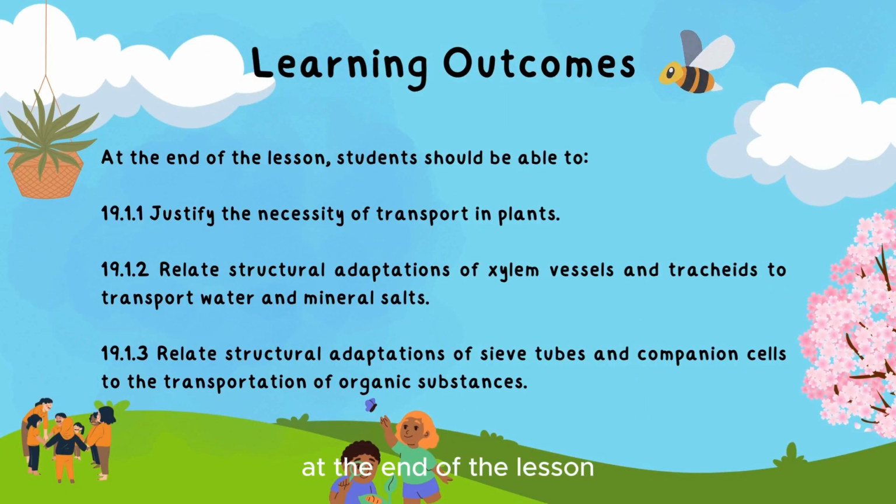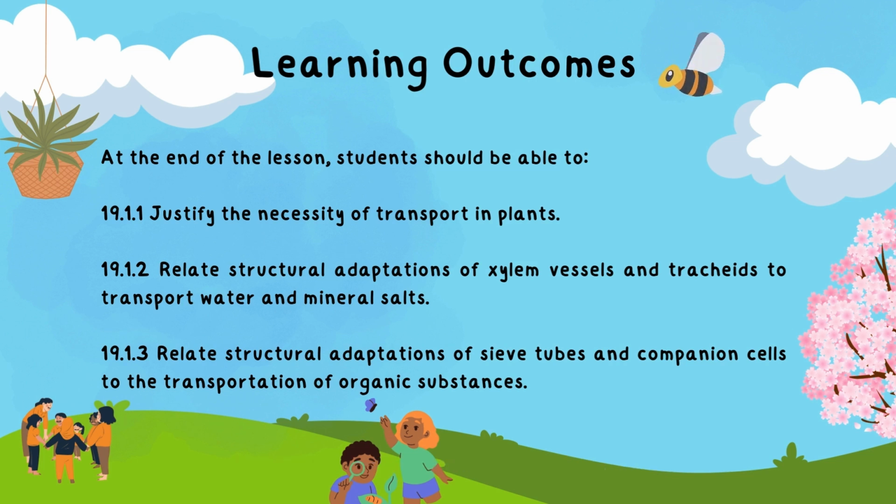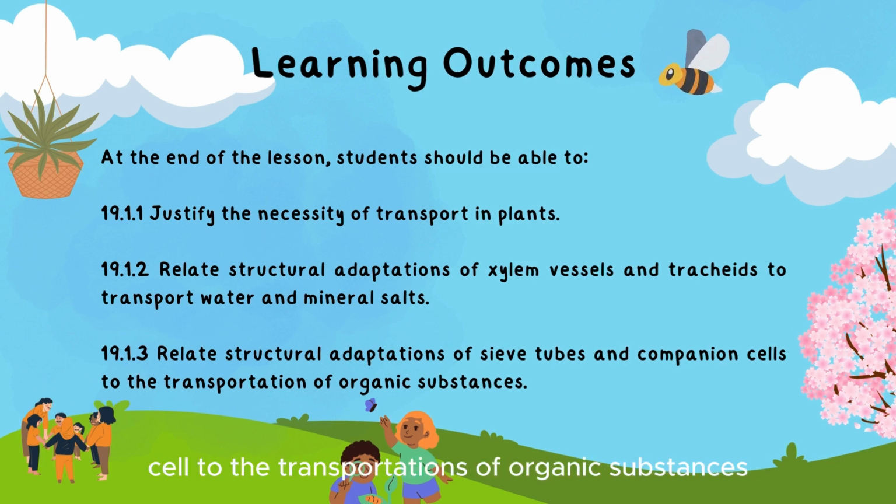At the end of the lesson, students should be able to justify the necessity of transport in plants. The second one is to relate structural adaptations of xylem vessel and tracheids to transport water and mineral salts. And the last one is to relate structural adaptations of sieve tube and companion cell to the transportation of organic substances.